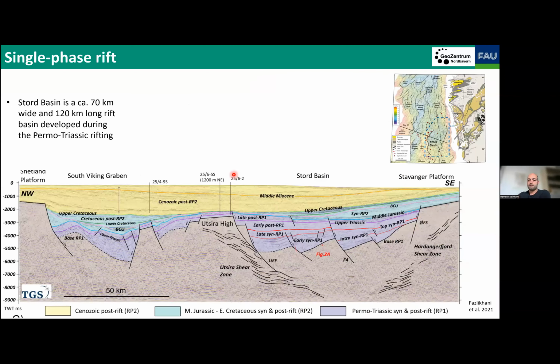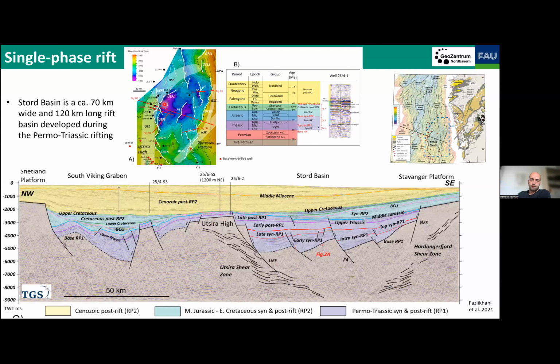Again, we are looking at this cross-section, northwest to southeast, shown here. The Stord basin is located in the southeastern part of the profile. We see a very thick interval of early syn-rift and late syn-rift, which are Permo-Triassic, and then into the post-rift or inter-rift interval here. Towards the northwest, we have the South Viking Graben area, which records basically both rifting phases.